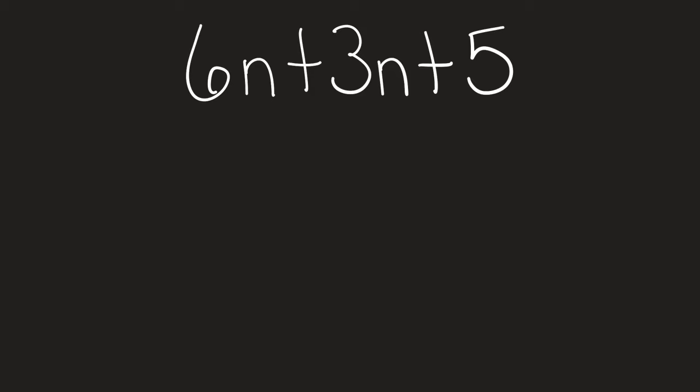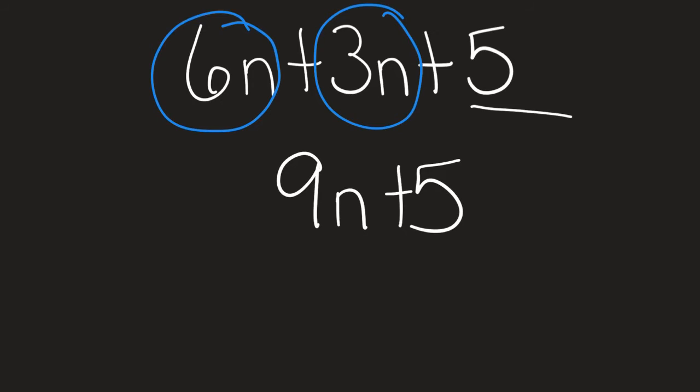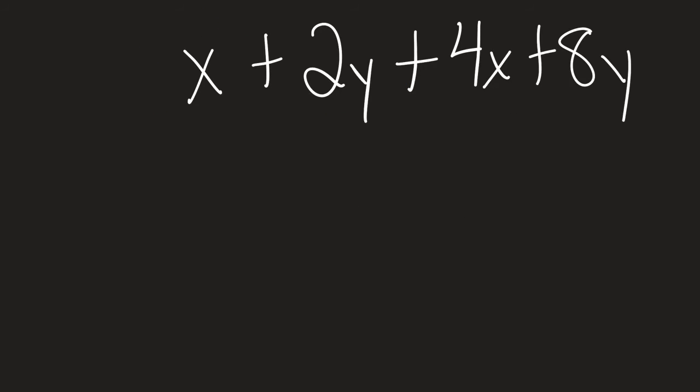So a great way to remember what you can combine is to either color code or shape terms that are alike. So in this one, we have our 6n and our 3n are both n's. The 5 is different because it has no n beside it, so it does not belong with the 6n and 3n. So we can add those two, and we have 9n plus 5. Okay, let's look at another one.